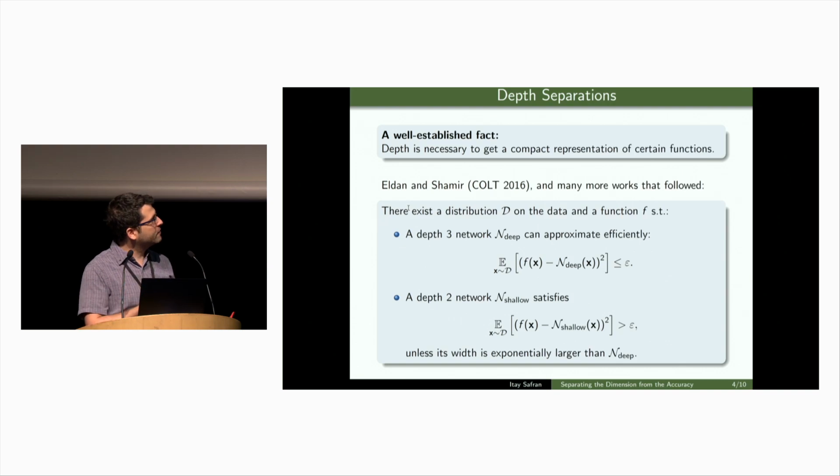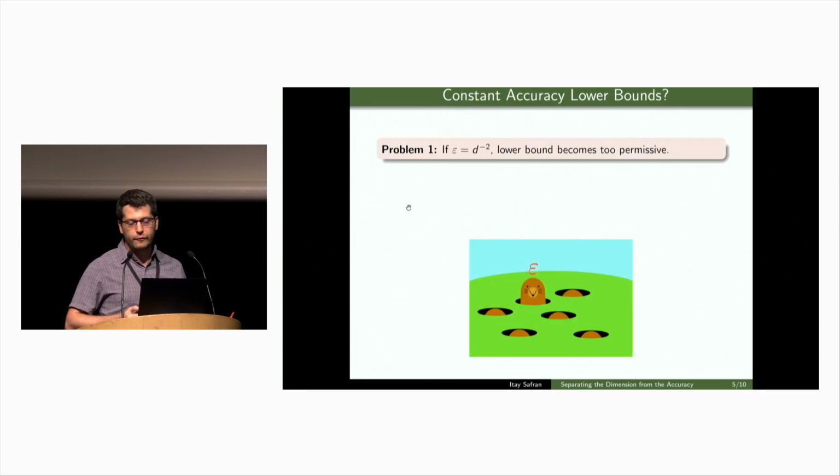However, despite these growing number of results, there is a problem if we examine these problems a little bit more closely. If the accuracy parameter epsilon scales with d to the minus 2, for example, which actually happens in some of the results we have in the literature, then the lower bound becomes too permissive very quickly. This is because when we look at machine learning problems, d, the input dimension, is roughly in the magnitudes of tens of thousands in some cases. So having such a lower bound is not the strongest lower bound that we can hope for.